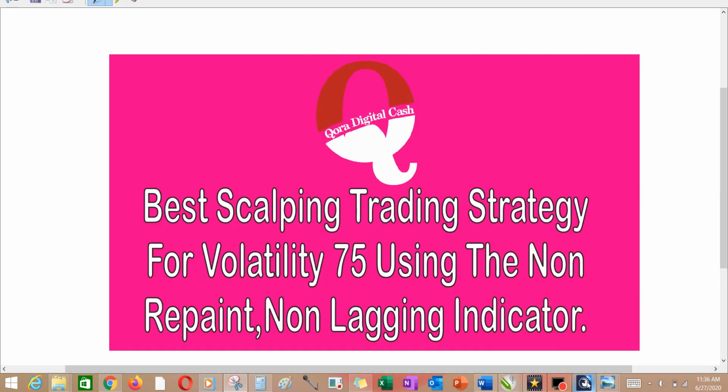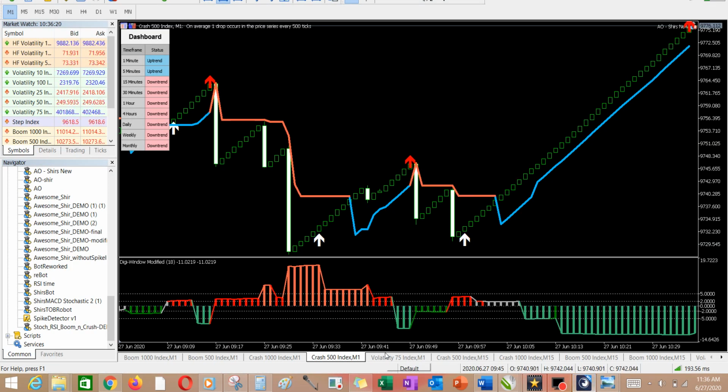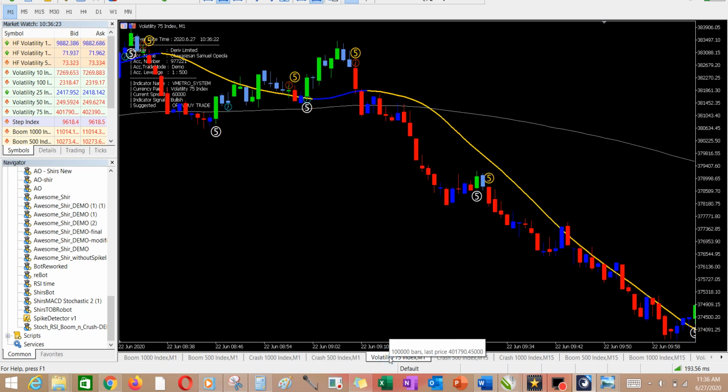So let's go to the trading platform now to see what is happening with Volatility 75. Good. This is Volatility 75. So actually, I want to explain two scalping trading strategies, but I will be doing the first one today and try to look at the second one in my next video. So the first one, which is that of today, will be part 1, then the second one will be part 2.